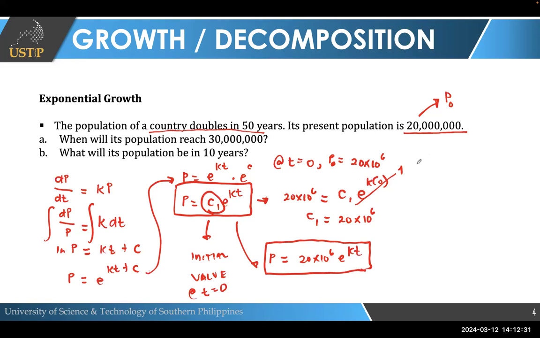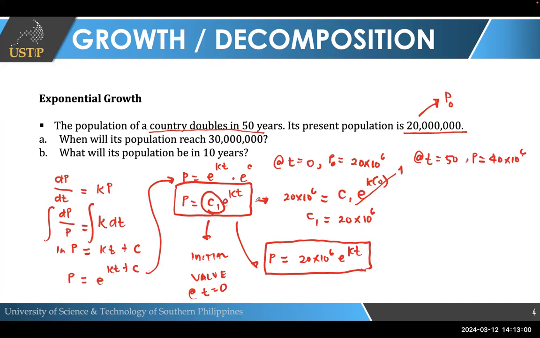Right? So, our second step is at T is equal to 50 years. Okay, that T is in years. So, at T equal to 50 years, our population doubles. So, what is our reference point? Of course, our present population. So, if it doubles, it becomes 40 million. Alright? So, we already have the value of T, the value of P, the value of C1. And one unknown remains, which is K. Okay? So, meaning, we can now get the value of K here.